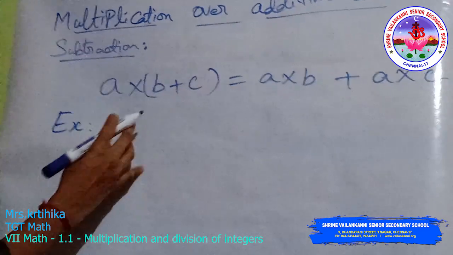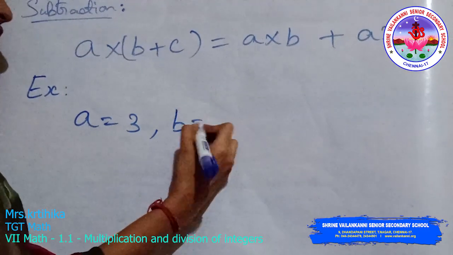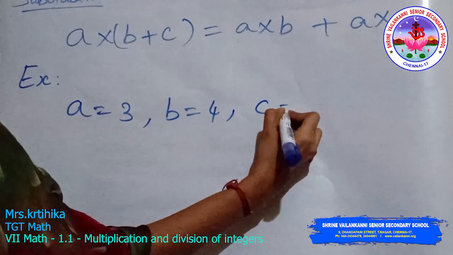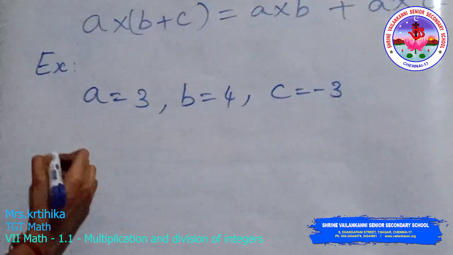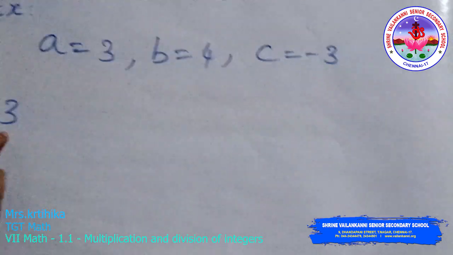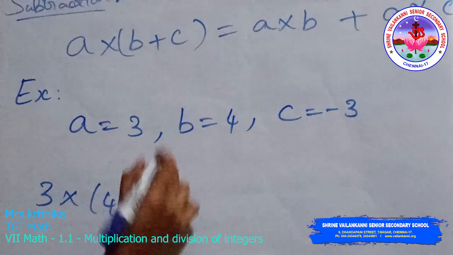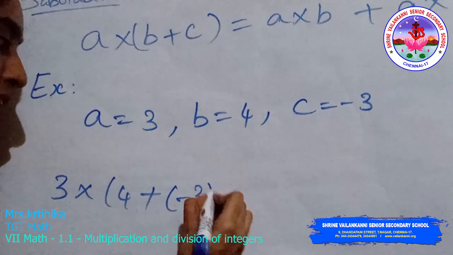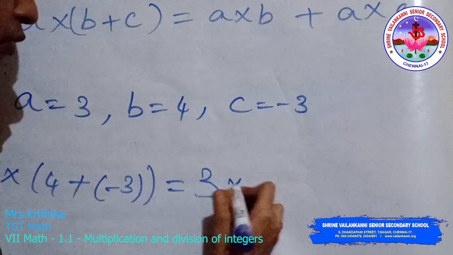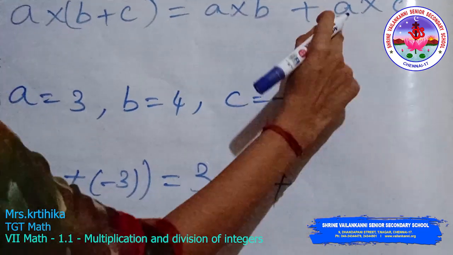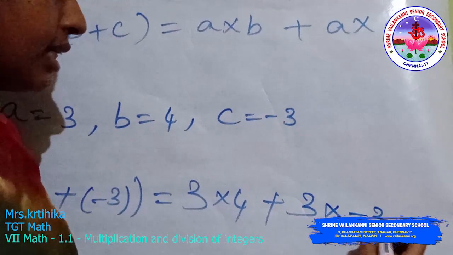Example of distributive property: a is equal to 3, b is equal to 4, c is equal to minus 3. Substitute the values into the formula. 3, here a is 3, into (b is 4 plus c is minus 3) is equal to a value is 3, b value is 4, plus a value is 3, c value is minus 3.